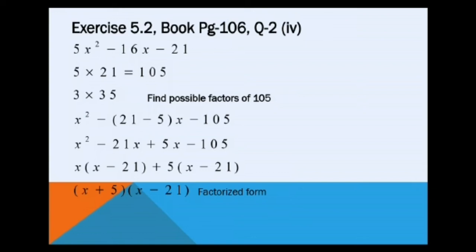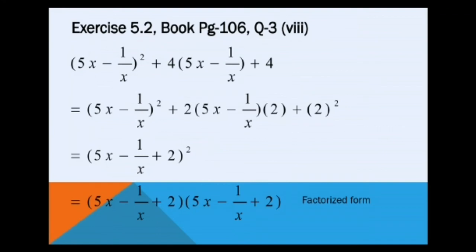So write it in a bracket, x squared minus 21x plus 5x minus 105 after multiplying with x. Taking x as common from the first two terms, that is x into x minus 21, plus 5, x minus 21 will be inside the bracket. Now x minus 21 is common. x plus 5 will be written in one bracket. This is the final factorized form. I hope this is clear to you.